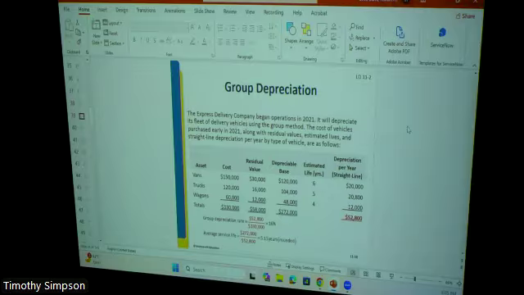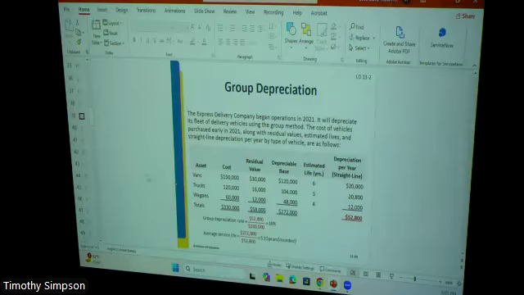So in this case, we've got a company that has delivery vehicles, and vehicles are sort of tailor-made for this as an example. The express delivery company began operations in 2021. It's going to depreciate its fleet of vehicles using the group method. The vehicles purchased early in 2021, along with their residual values, estimated useful lives, and straight-line depreciation per year by type of vehicle are as follows: vans, trucks, and wagons.